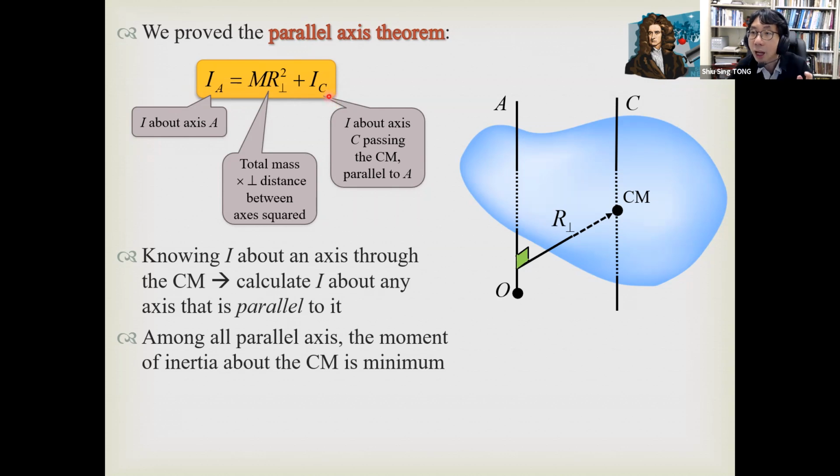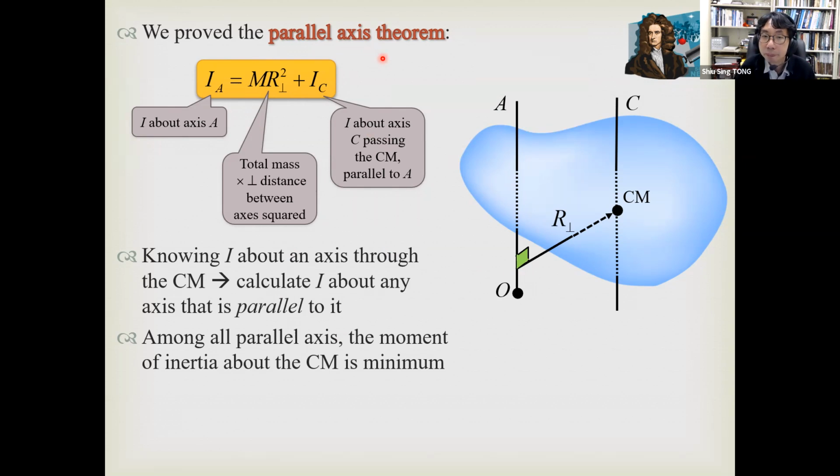So that means about all the parallel axes that pass through the body, the axis that passes through the center of mass of the body has the smallest moment of inertia. Any other axis that is parallel to this axis has a larger moment of inertia. That is the conclusion that you can draw from this formula, and this is called the parallel axis theorem.